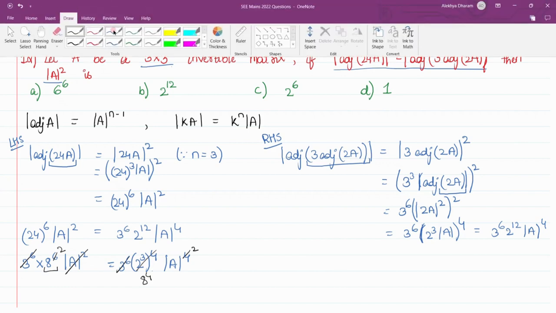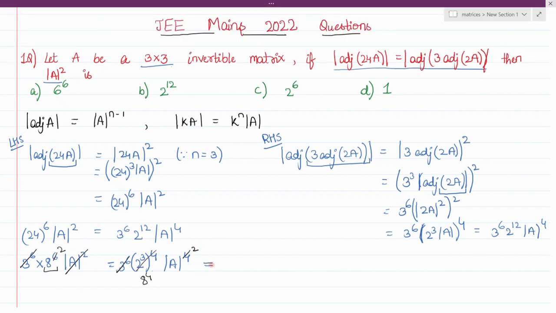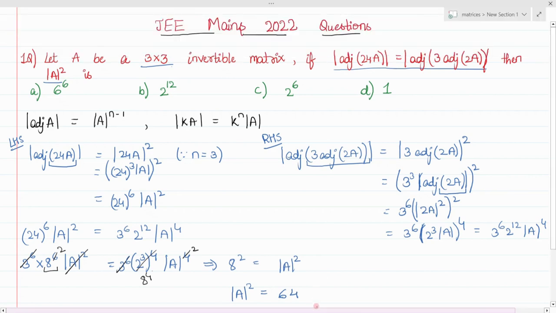Now we can write this as 8 square is equal to determinant of A whole square. Determinant of A whole square is nothing but 64. So this is the required answer to this question. Again, 64 is nothing but 2 power 6.